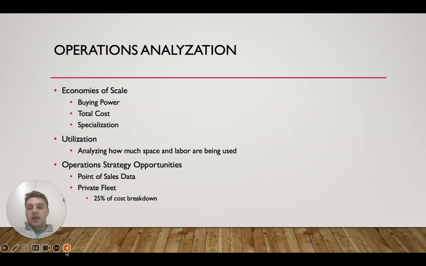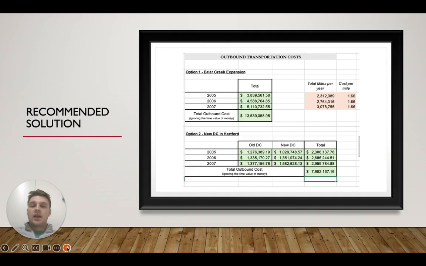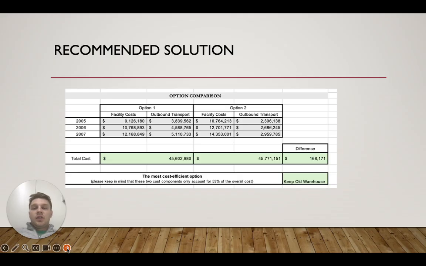So now going over the breakdown that I used. Here's the facility costs. I just used what we'd use in these charts and essentially found the fixed and variable costs for the Briar Creek expansion of the current warehouse, as well as what it would be for the new distribution center in Hartford. Did the same thing with the outbound transportation here, and you can see that in doing this I found the new distribution center is the better route for them. And then finally, when I add all these costs together, I found that the old warehouse is actually more beneficial at the moment, and I'll talk to this as to why.